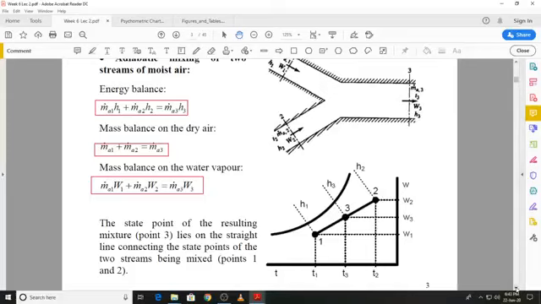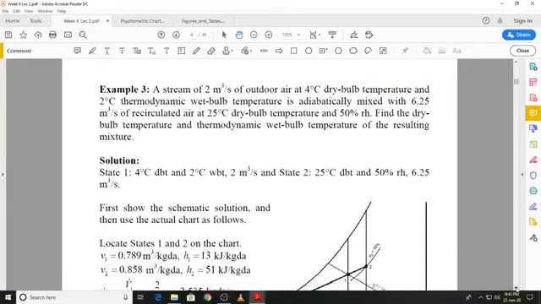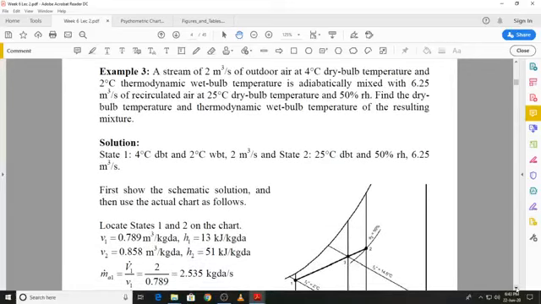We will go through an example of this process in which we are given a certain volume flow rate of air at a certain dry bulb temperature and wet bulb temperature, which is adiabatically mixed with another air stream at a different dry bulb temperature and relative humidity and a different volume flow rate. And you are asked to find out the dry bulb temperature and the wet bulb temperature of the resulting air stream.